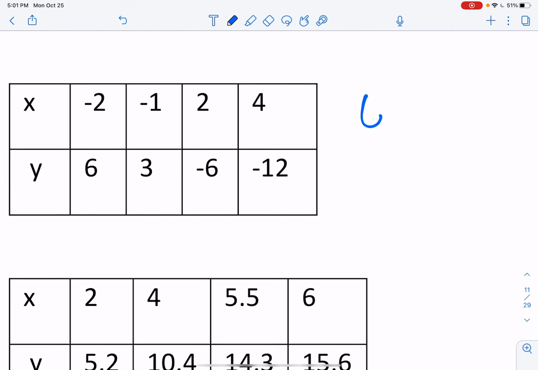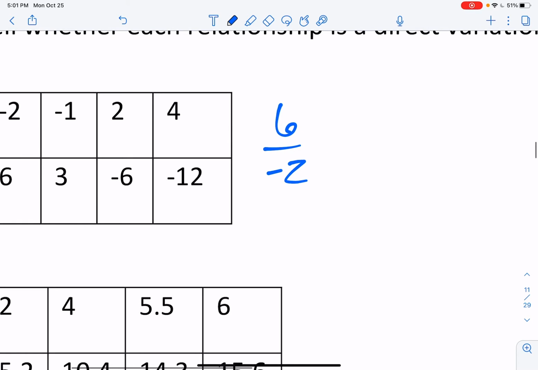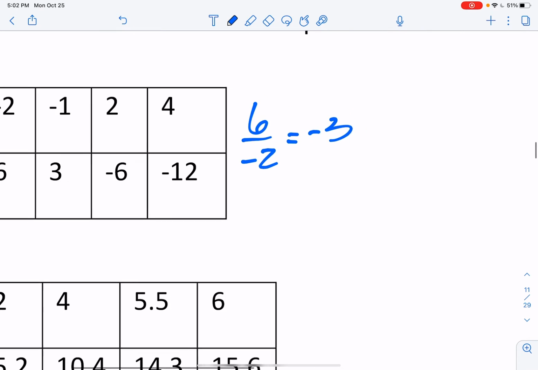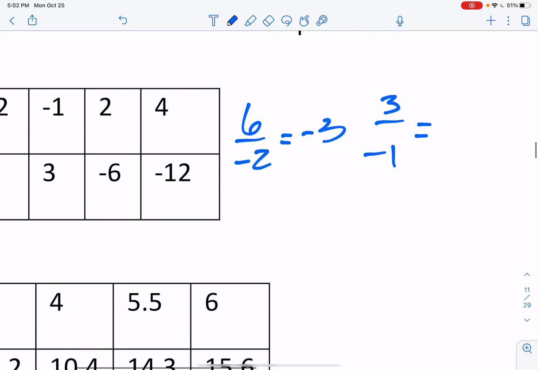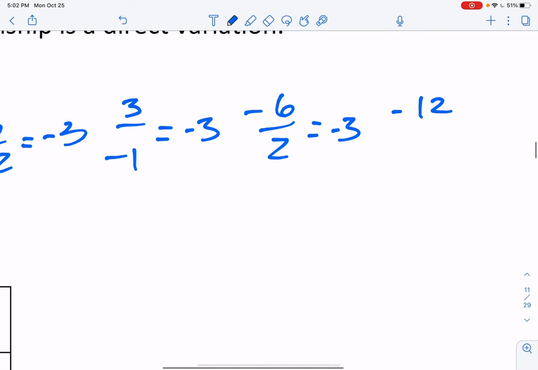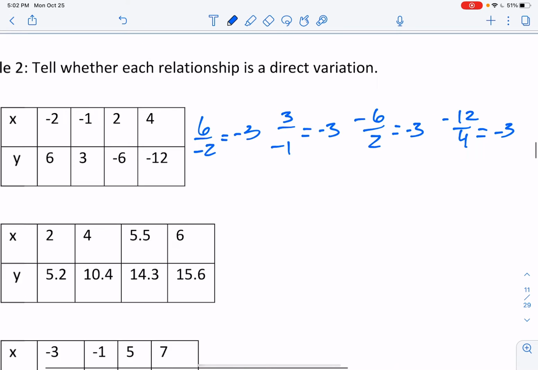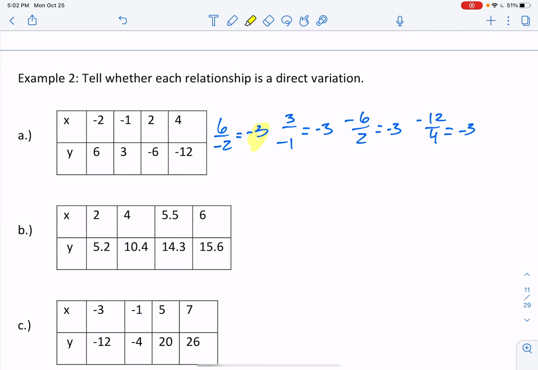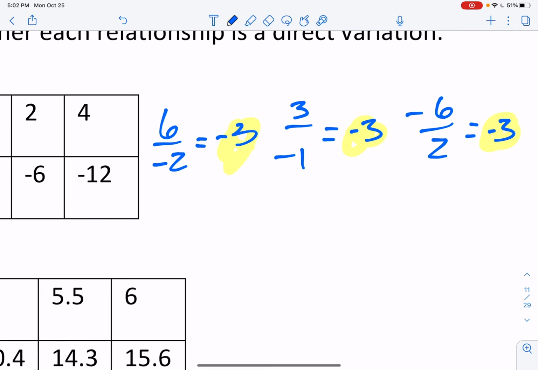So 6 over negative 2, is that the same thing? Let's just do it this way. 6 over negative 2 is negative 3. 3 over negative 1 is negative 3. Negative 6 over 2 is negative 3. Negative 12 over 4 is negative 3. So in every situation here, my k is constant, so yes. In this case, it is direct variation, and k would equal negative 3.